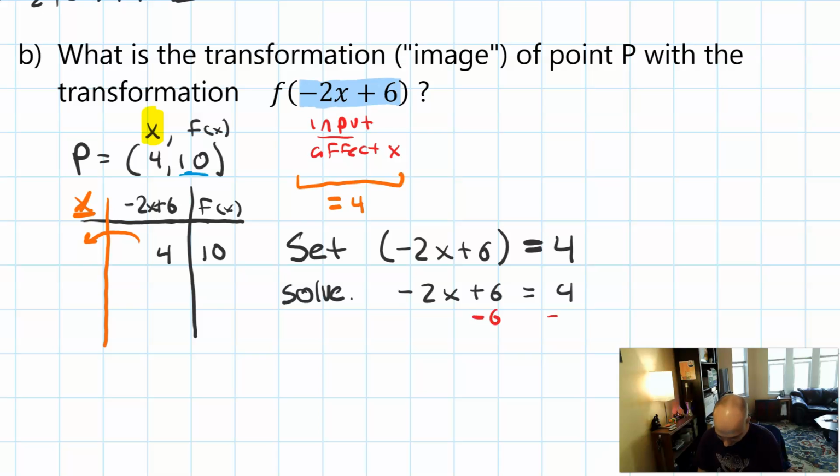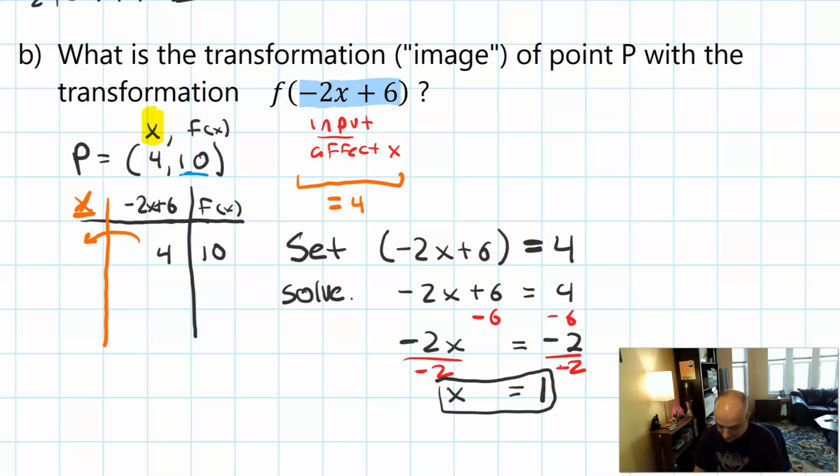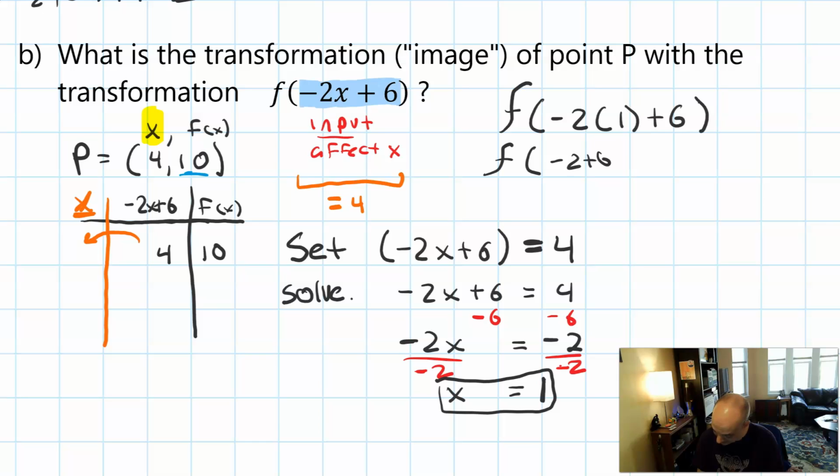Let's take away 6. And then we'll divide by -2. And we would get that x is 1. I'm going to check this. Let's see. So if I plug in 1, I would be doing f of -2 times 1 plus 6. That would be the same as f of -2 plus 6. That's the same as f of 4.